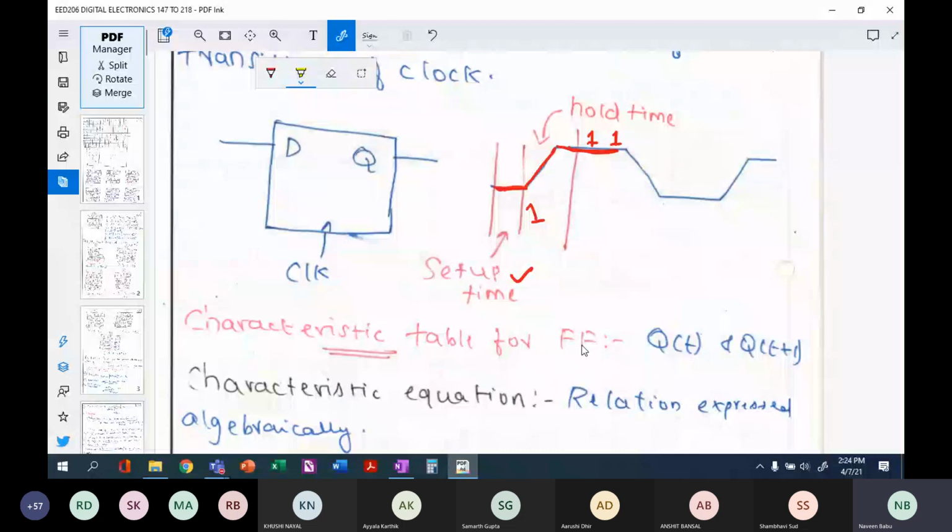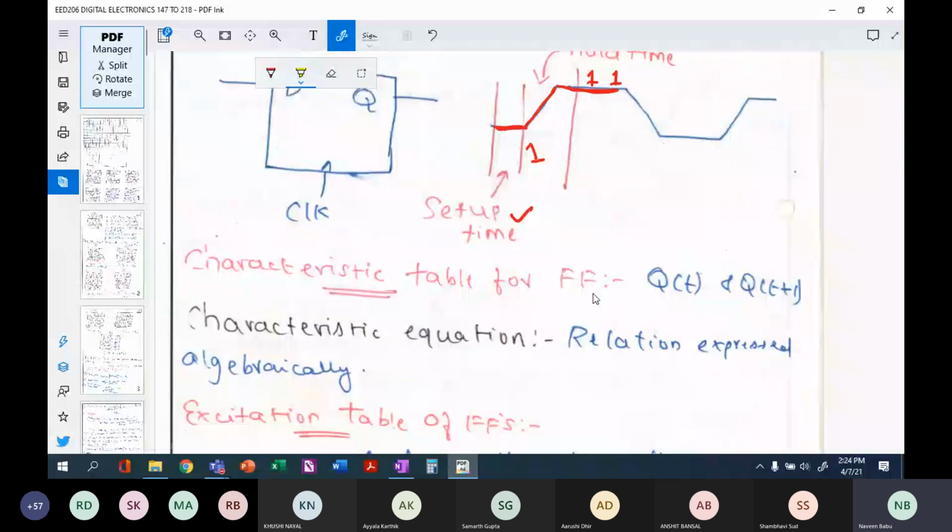So what is it that we need to understand? Whatever we have designed or studied about the different types of flip-flops, one thing that came to us were different tables and equations, right? That is where we started analyzing our flip-flops from. So the first table that you must remember or have in hand regarding the flip-flop is the characteristic table. You know what a characteristic table is?